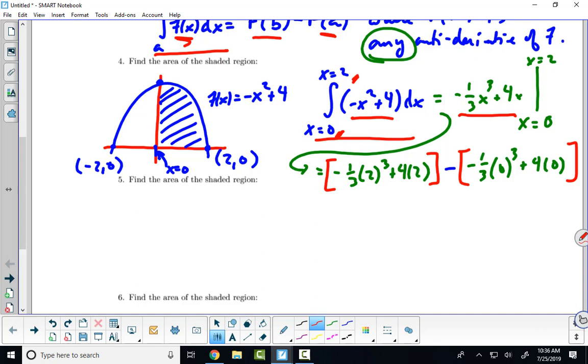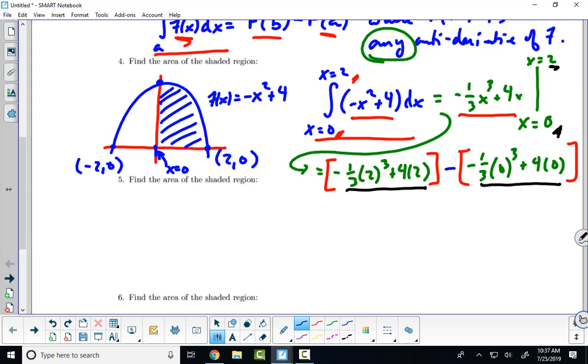Here I took, in this expression right here, I took that antiderivative, and what did I do? I evaluated it where? X equals 2. At x equals 2, that upper endpoint. And then what did I do here? I took the same antiderivative and I evaluated it where? At x equals 0. Okay?